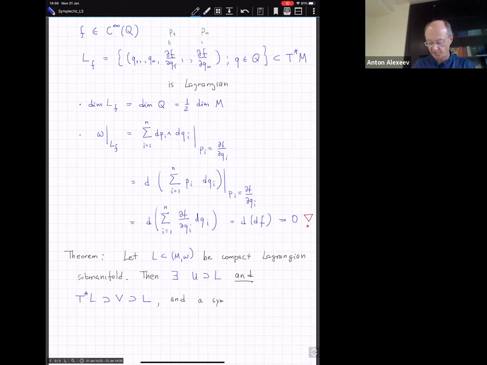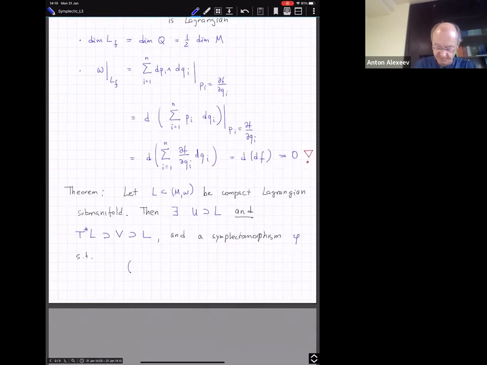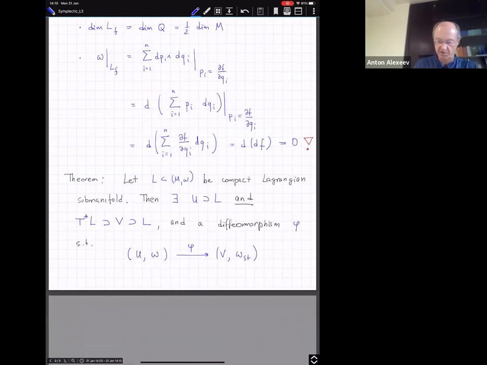And a symplectomorphism phi... Maybe I better, sorry, say diffeomorphism, such that this map is actually a symplectomorphism.